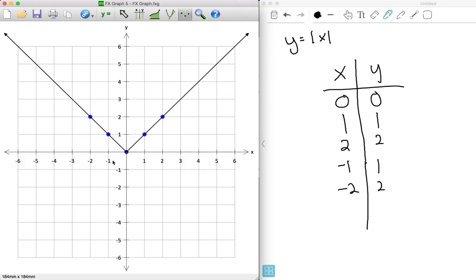A little bit weird for most of the graphs we look at. Most of them are curves of some shape or another. This is not curved at all. It is a sharp break right at the origin.